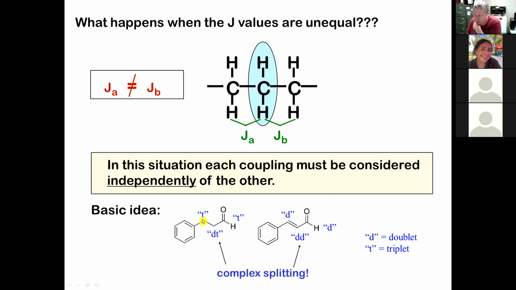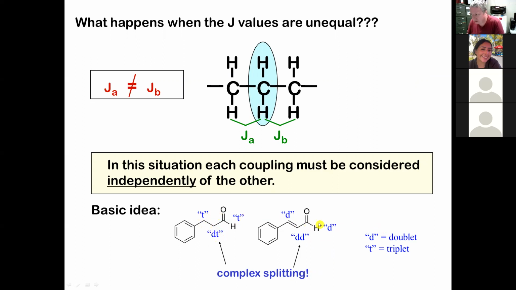But on the left here, it's a nice triplet, right? 2 neighbors plus 1, triplet. What about the aldehyde here? How many neighbors are next to the aldehyde? Well, there's 2, right? 2 plus 1, it's a triplet. These are nice, happy, well-behaved things. The middle one is different, and it sees a doublet in one direction and a triplet in the other, and it becomes this thing called a doublet of triplets. That's a weird thing, and that's due to different J values.